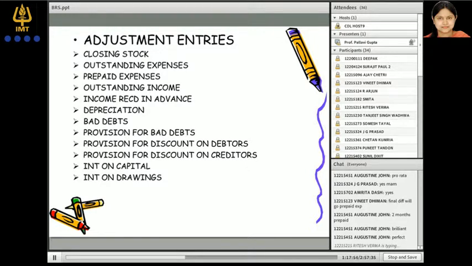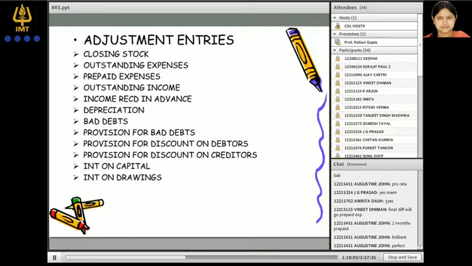Bad debts. Bad debts is the amount which is not paid by the debtor. That is irrecoverable debt. So it would be bad debt debit to debtors. Bad debts will be taken to the profit and loss account as the expense and debit to debtors means it will be reduced from the debtors account.